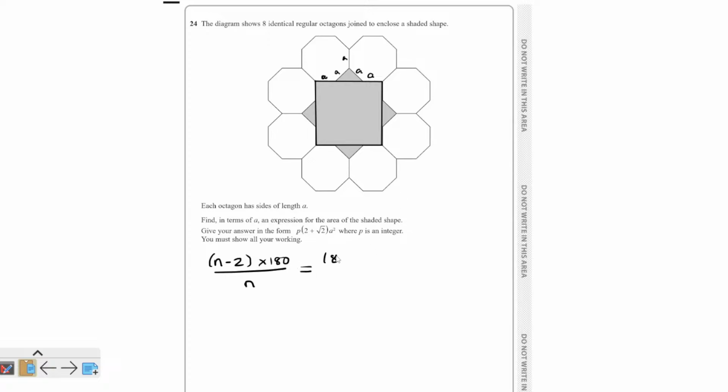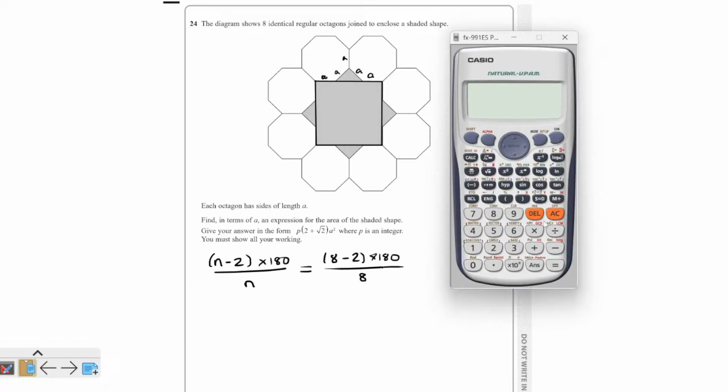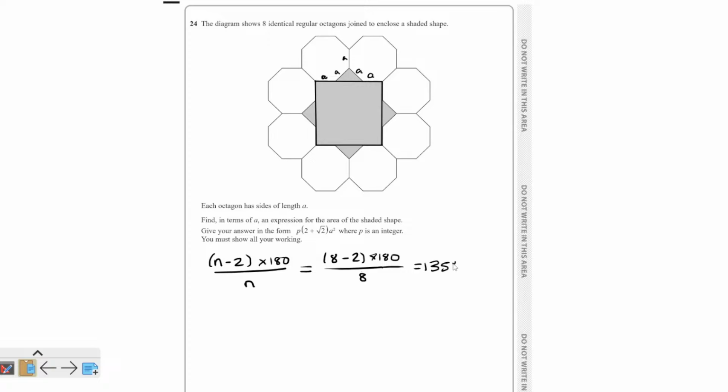So in this case, 8 is the number of sides, minus 2 times 180 would tell us the total degrees. And if I divide that by 8, that would tell me how many degrees is one of the angles. I'll grab my calculator. 8 minus 2 times 180 over 8, 135 degrees. So that's the first thing I would work out. So you see how that would be 135, that would be 135, that would be 135, that would be 135. All of them are 135 inside the octagons.